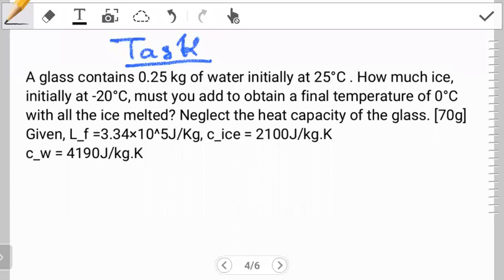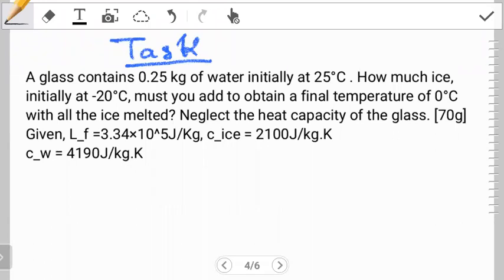In this video, we are looking at a glass that contains 0.25 kgs of water initially at 25 degrees Celsius. Now what we're trying to find is the amount of ice that is initially at -20 that must be added in order to obtain a final temperature of 0 degrees Celsius with all the ice melted.